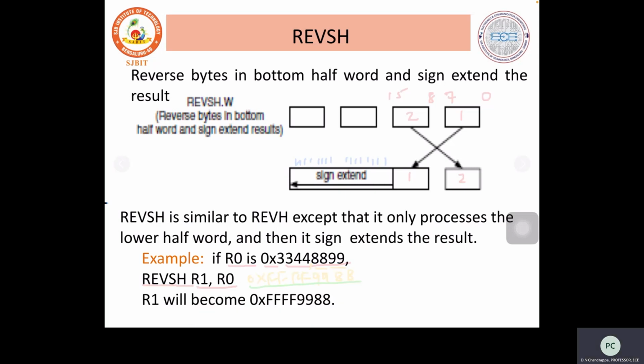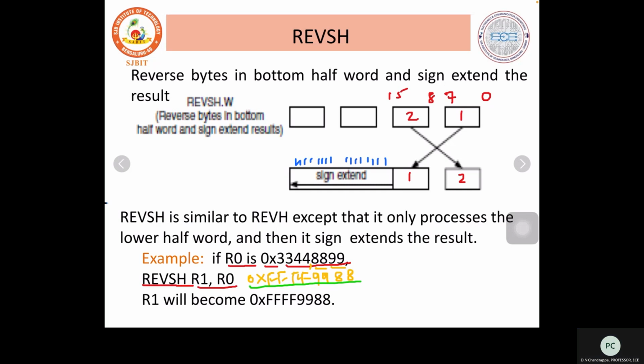So now please look at this: FF, FF, 9988. This is the result after executing REVSH. So now I'll come to the conclusions of these instructions.